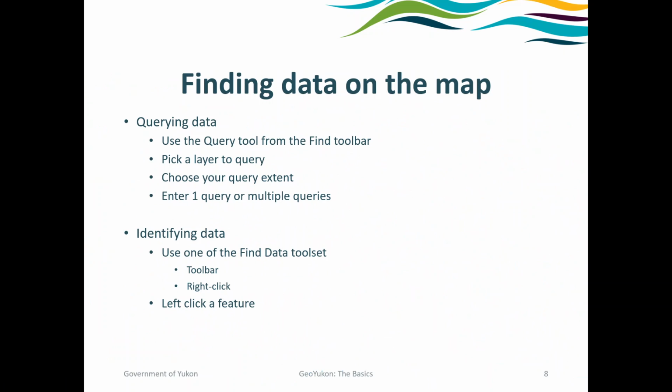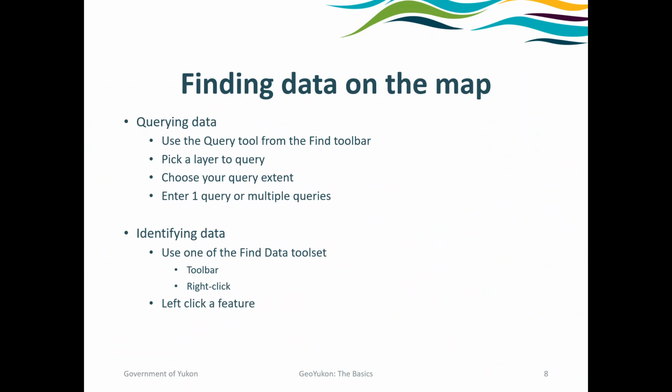So, finding data on the map. This is important. It's one thing to have all these handy tools, but if there's no data to display, it's relatively useless. So I'm going to talk about two ways of finding and identifying data. One of the tools is the query tool. This is found under the find toolbar, and it's simply called query tool. You can pick a layer to query. You choose your query extent, and then you can enter the query or multiple queries that you're looking for.